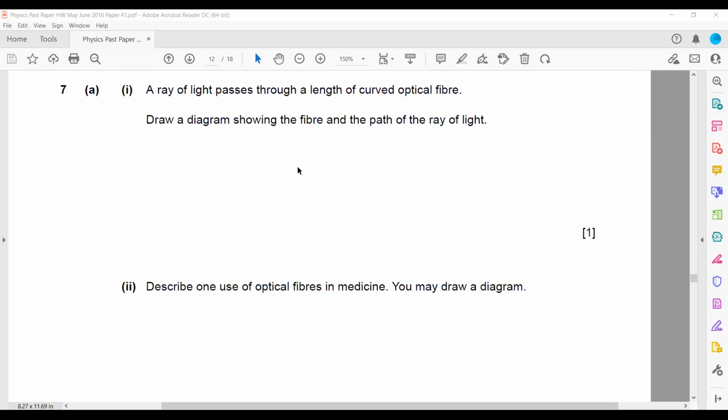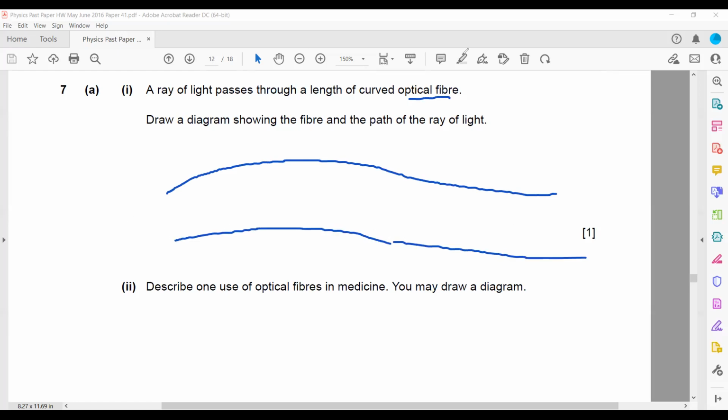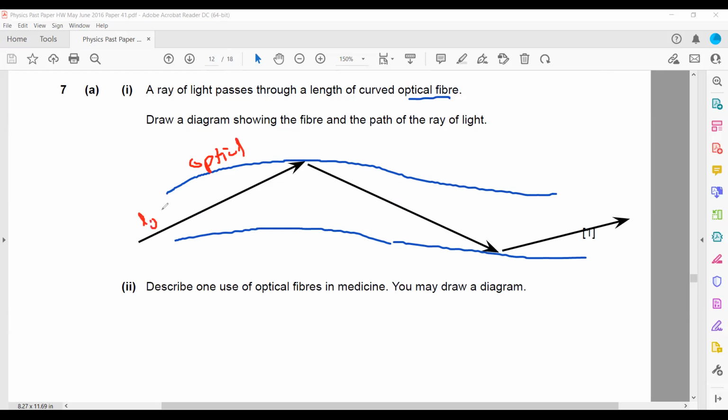Then in question 7, a ray of light passes through a length of a curved optical fiber or fiber optic. Draw a diagram to show the fiber and the path of the ray. So we have to draw an optical fiber. You can draw any curved surface. But when you show the reflection, don't show many reflections, only 2 or maximum 3 is enough. That's it. So this is a label. Whenever you draw the diagram, it should always be labeled. So this is optical fiber or fiber optic, and this one is light.